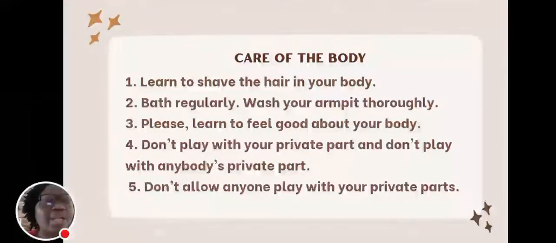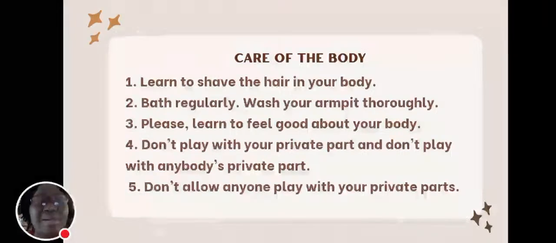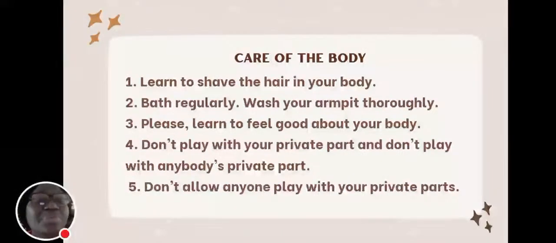You must bathe regularly, morning and evening before you sleep. You wash your armpit thoroughly. If not, your armpit will be smelling. Your friends might not be able to tell you, but when you sweat, you discover that your armpit will be smelling. And at this level, you can use a roll-on so that when you sweat, your body will not be smelling. Number three, please learn to feel good about your body.